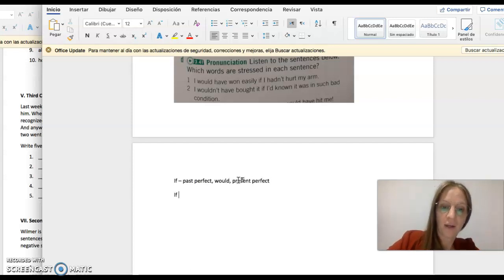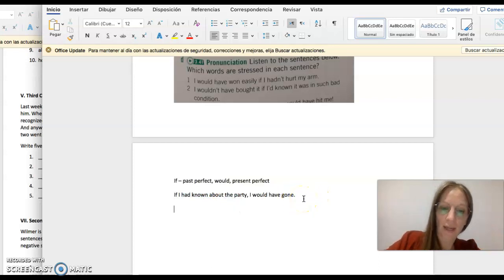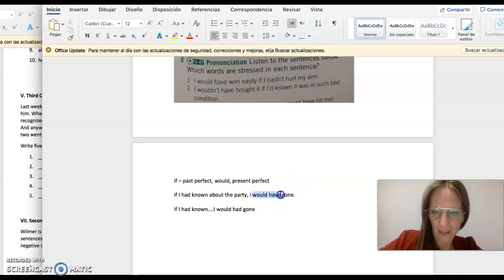So ojo, that's like if I had known about the party, I would have gone, okay? So here is an important part. What people confused is that maybe they wrote, if I had know about the party, but we need the third verb, so known, okay? And they would maybe say, I would had gone, but it's not would had, it's would have, right? Another common problem is that we can have had 2 times, like if I had had money, I would have paid for the taxi, for example.